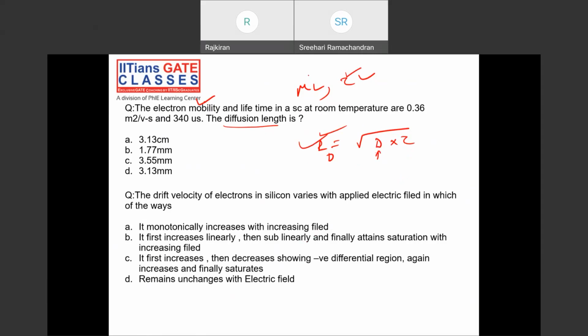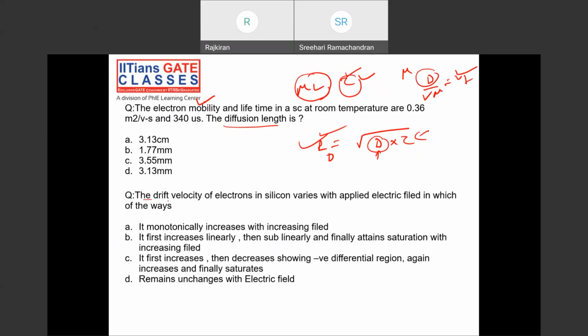Since you have mobility, you can calculate the diffusivity. Earlier I derived that D by mu is equal to the thermal voltage, VT. You know mu, you know the thermal voltage, so I can know D, and I know only tau. So you put this in this formula, we will get the answer.